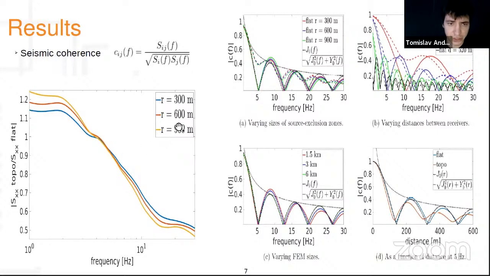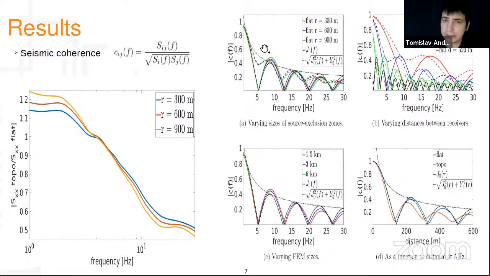What we were doing, we were changing this radius R. Test masses for the Einstein telescope are supposed to be protected, so there should be some area in which there are not supposed to be strong sources. So we wanted to see how changing the radius of this area affects our simulation. Another quantity that we were using to see the scattering effects is seismic coherence, which is just the normalized cross-power spectral density. And on the right, you can see the analysis of seismic coherence.